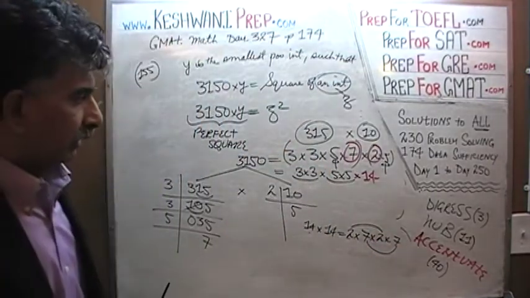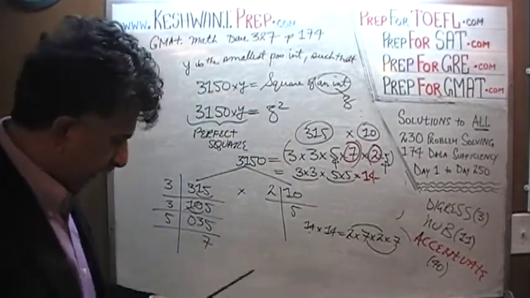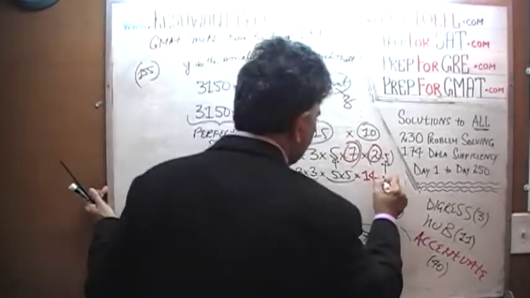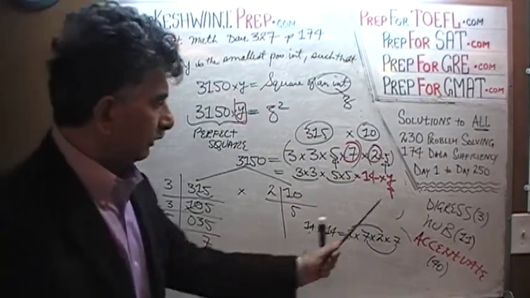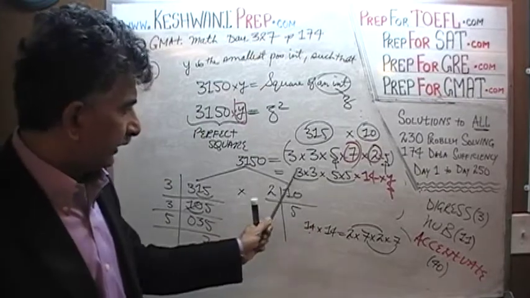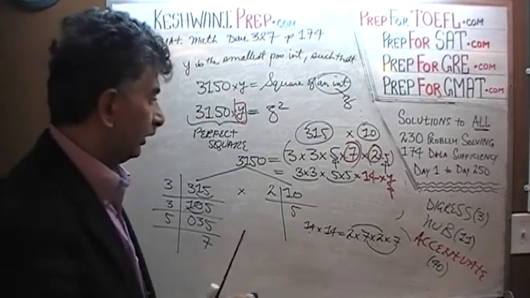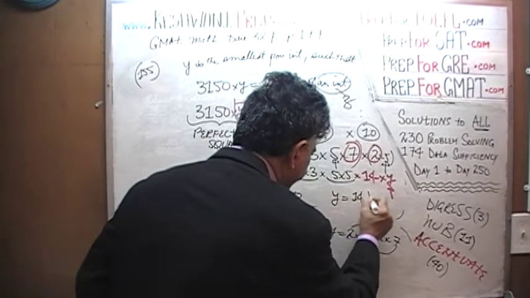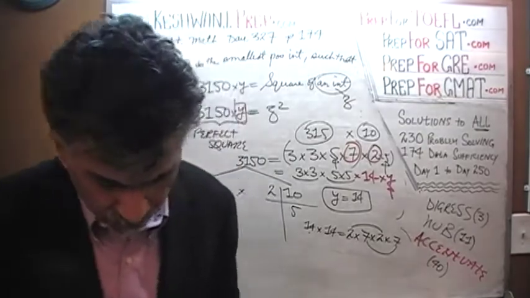So the question here was, what's the smallest value of y that would work here? The smallest value of y that we need here is 14, because 14 times 14 would be a perfect square, 5 times 5 is a perfect square, and 3 times 3 is a perfect square. Hence, our y that we're looking for has to be 14. Y equals 14. That's all. We're done. Let's go on to the next one.